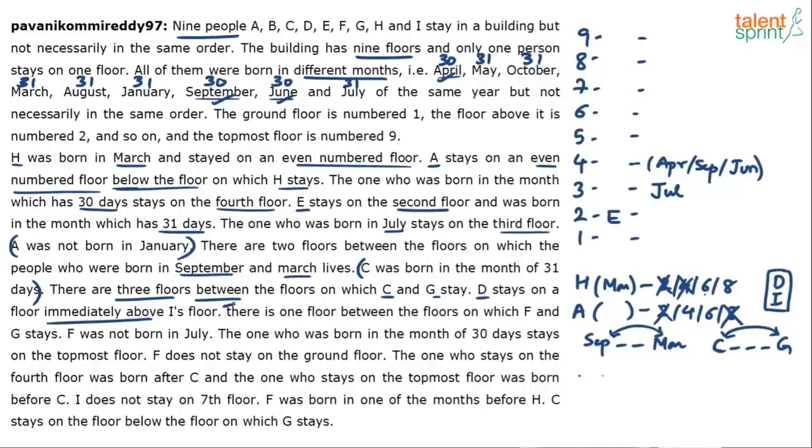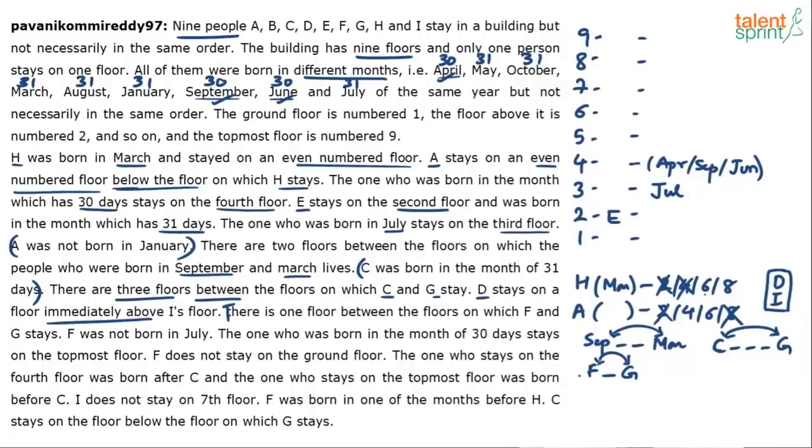This is a new statement, right? There is one floor between the floors on which F and G stay. So between F and G there is one floor. So again it's like F dash G. Again these two can be swapped. There is one floor between them, but what is the exact order we do not know.